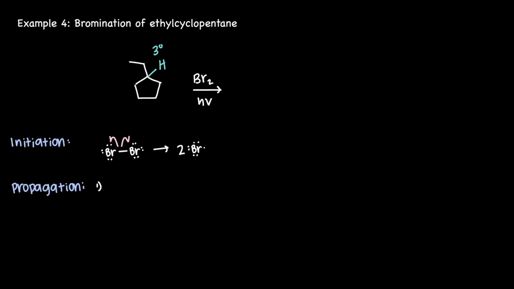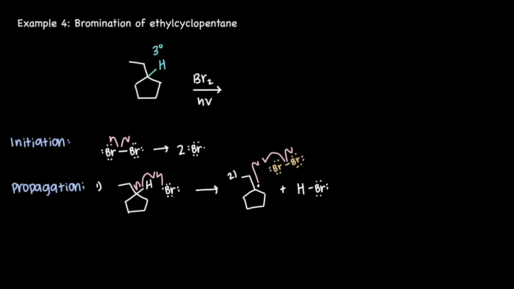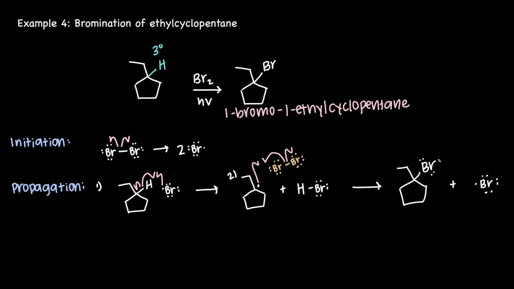Next, let's look at the first propagation step. A bromine radical removes the hydrogen that produces the most stable radical intermediate. For the second propagation step, the radical reacts with bromine and forms a carbon-bromine bond. Looking at the products, we form one major product, 1-bromo-1-ethyl cyclopentane. Finally, in the termination step, two bromine radicals combine to form a bromine-bromine bond.